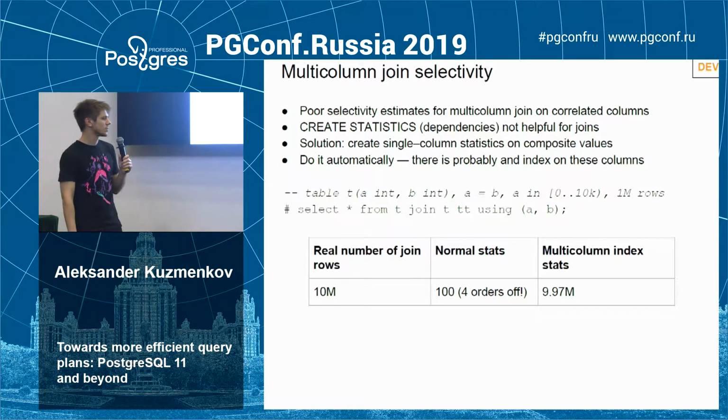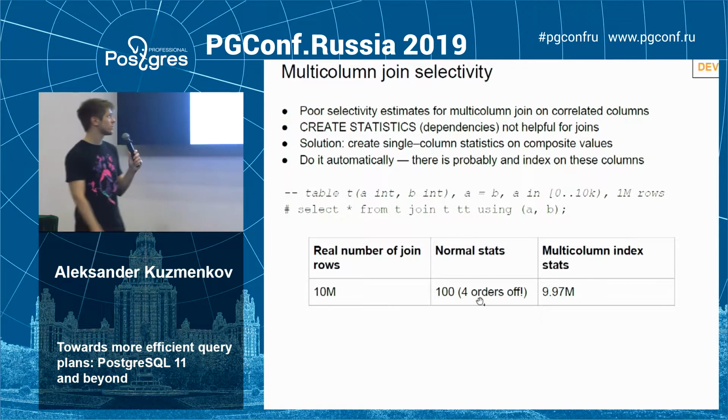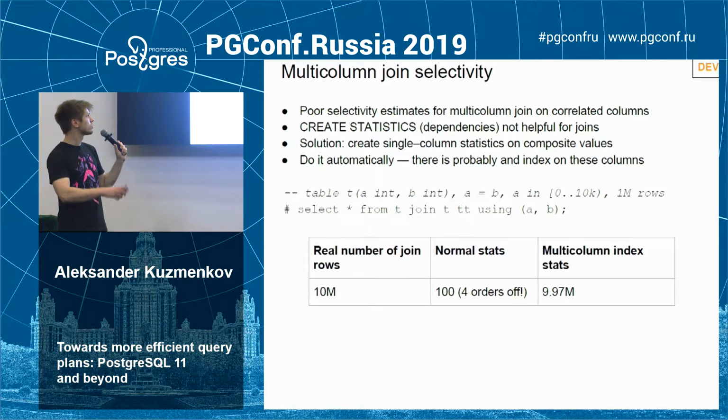The common problem with joins is bad selectivity. Poor selectivity estimates for multi-column joins on correlated columns. A very good example: columns that are just equal, a million of equal columns. And if we join columns A and B, Postgres calculates selectivity for one table and then just multiplies it with the selectivity of joins for the second column. Since they are dependent, the result is completely wrong and it is 4 orders off.